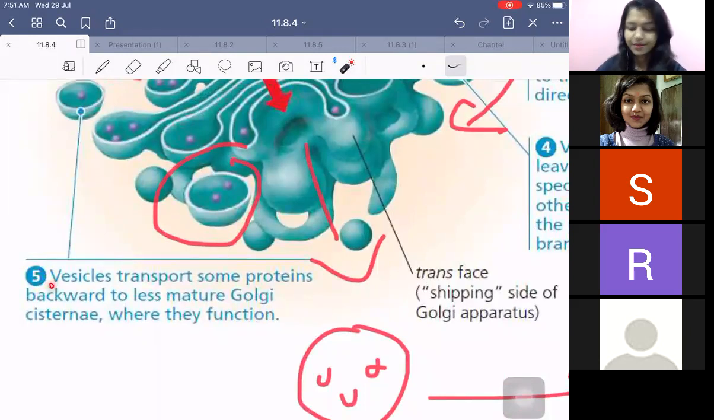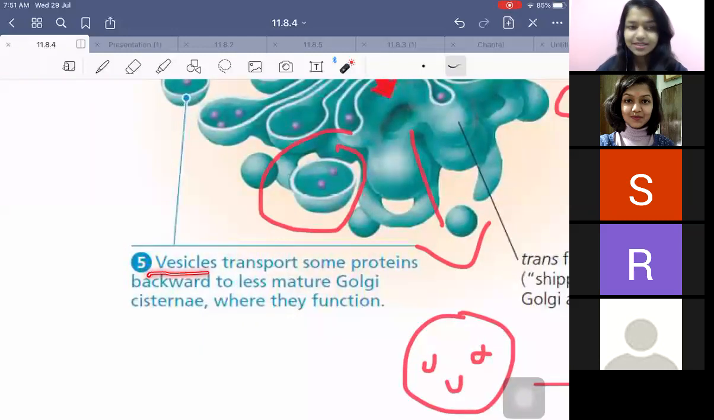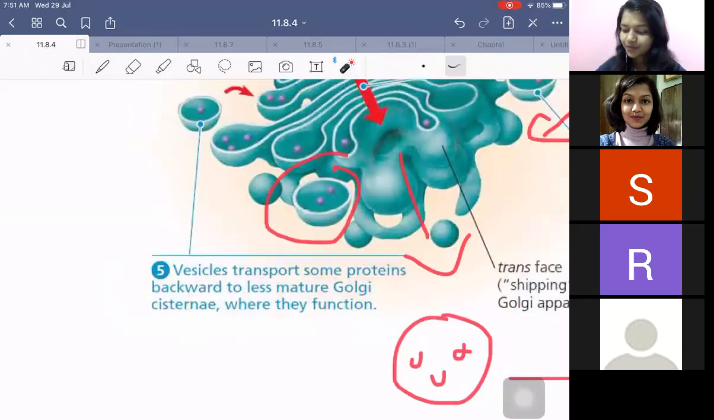This is very important. Up to here, I explained before also. So the trans phase helps in shipping. Shipping means transporting. From the trans phase, you will start transporting the packets. Now, vesicles transport some proteins backward to less mature Golgi cisternae where they function. Can you see this, what it is saying?